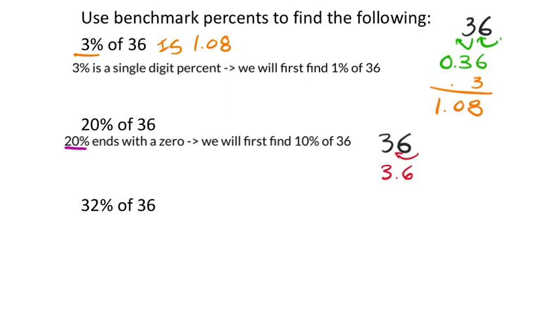3 and 6 tenths is 10% of 36, okay? Now, since they're asking for 20%, and we know 3.6 is 10%, we're going to double that, so I'm going to multiply this by 2. 7.2. There it is. And that will tell us 20% of 36, so I'll just write this in, is 7 and 2 tenths. Now, are there other ways to do this? Of course there are. But again, this is just using what they say is benchmark stuff, okay?